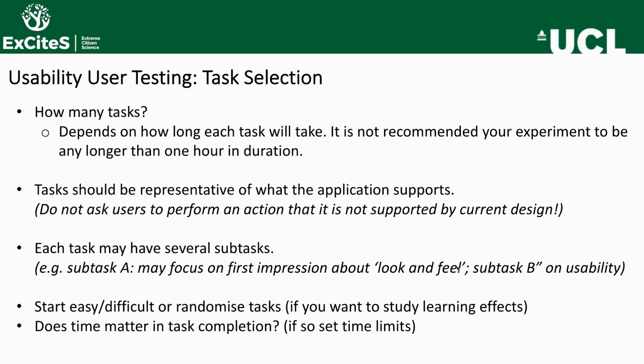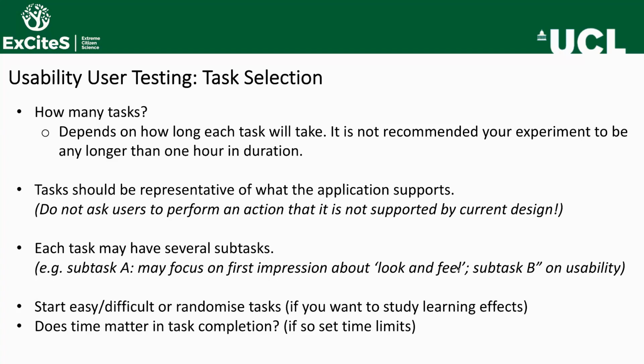You might wonder how many tasks it is acceptable to provide in the usability user testing session. This really depends on how long each task will take to complete, as it is not recommended for your experiment to be any longer than 1 hour in duration. Of course, tasks should be representative of what the application is supposed to do. That means that you should not ask users to perform an action that is not currently supported by the current design. Each task may have several subtasks.